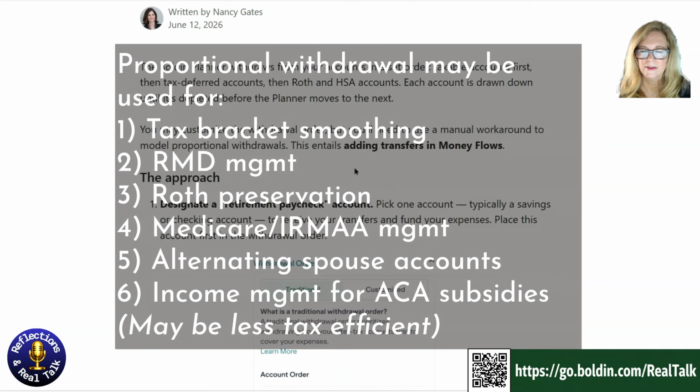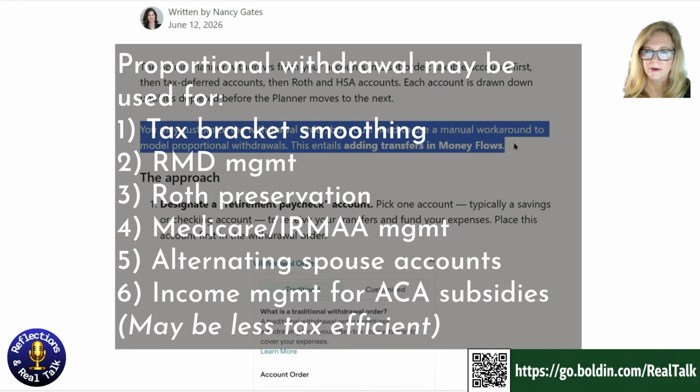And there are several reasons, again, why individuals might choose this kind of cherry picking strategy from accounts every year. The first is they want to be equitable. Maybe they want to draw from one spouse's IRA and then the other spouse's IRA. They may want to keep their taxable income down in order to qualify for ACA subsidies if they retire early before Medicare. And so you can customize the withdrawal order, and this is the manual workaround.